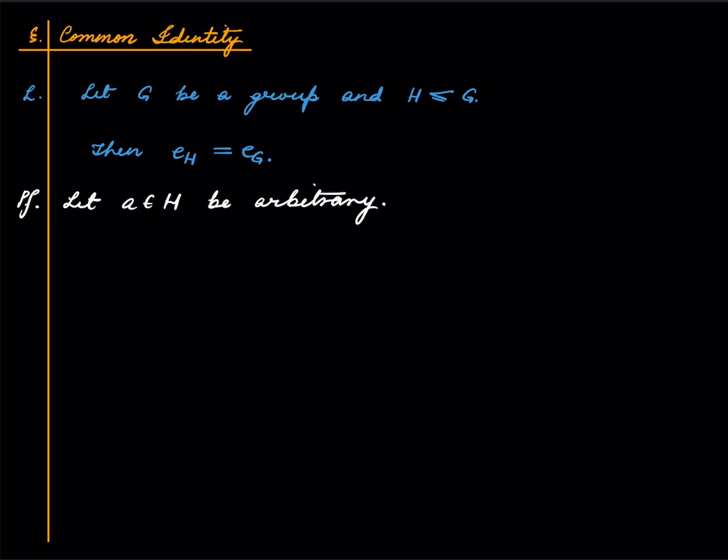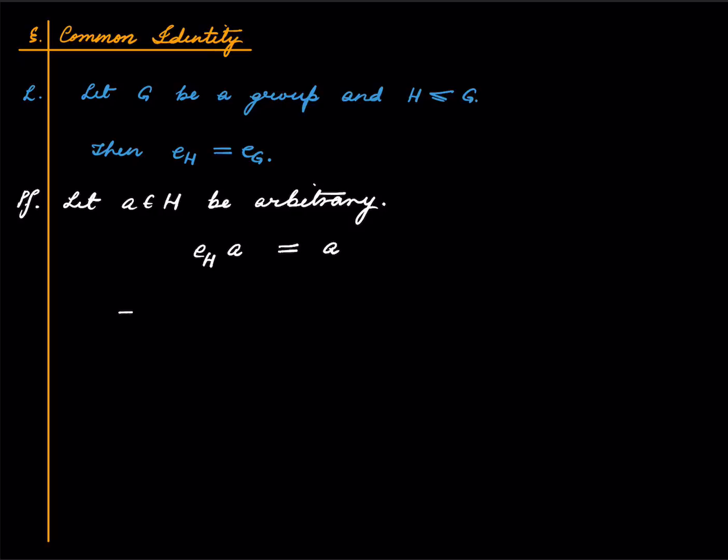Okay. And the identity of H is, well, I should have said that. So the identity of H is denoted by that, and the identity of G is denoted by that. So then by the fact that EH is the identity of H, we have EH times A equals A. Okay, and now here is what we do.